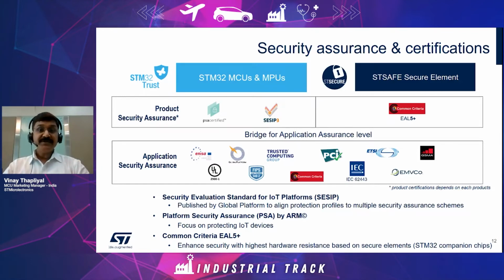The other popular scheme is PSA, Platform Security Assurance by ARM. It also focuses on protecting these IoT devices. Further, a highly enhanced level of standard is Common Criteria EAL5+. This is enhanced security with the highest hardware resistance, based on secure elements which can be connected along with an MCU. STM32 Trust is based on these accepted security assurance schemes, SESIP and PSA, to ensure customers build confidence in product implementations and allow customers to reach most of the market security requirement schemes.